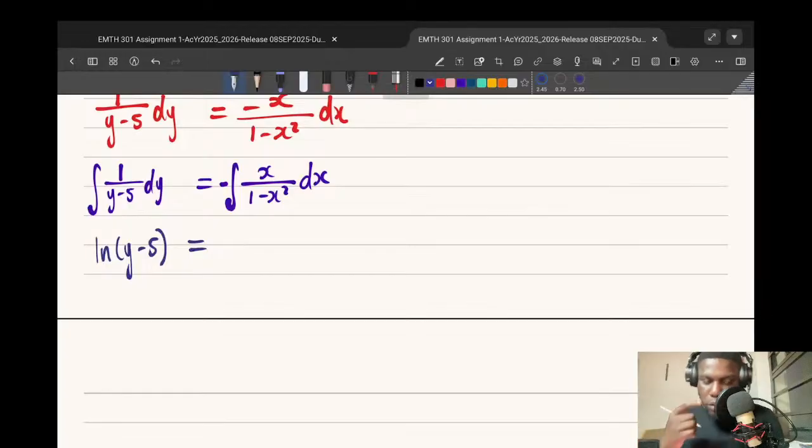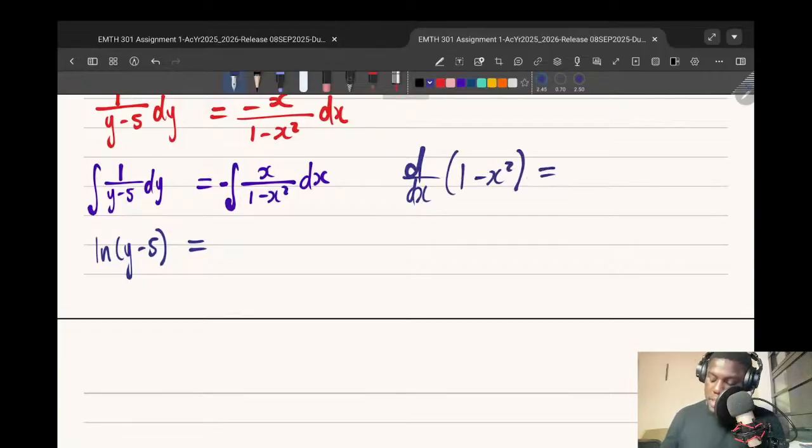For here I'm integrating this where I have x and the bottom is 1 minus x squared. So what I need to do is make sure that the top is exactly the derivative of the bottom. Then I can just say ln of something. So if I differentiate the whole of the bottom, let's say you are differentiating 1 minus x squared, you differentiate 1, it becomes 0. You differentiate x squared, it becomes negative 2x. So in other words, on the top, I want to have a negative 2x.